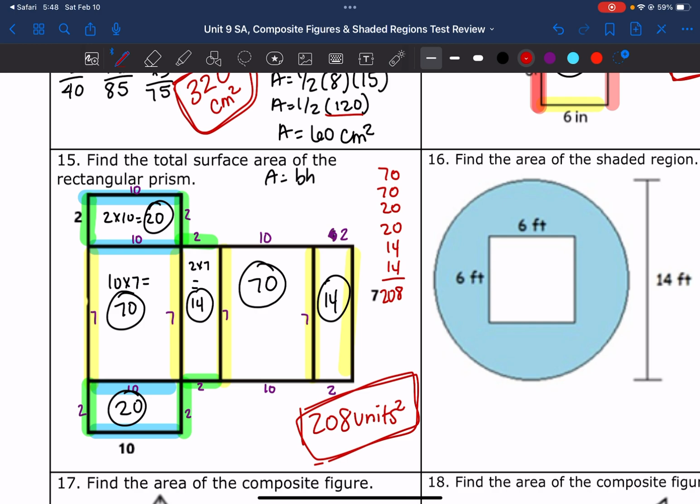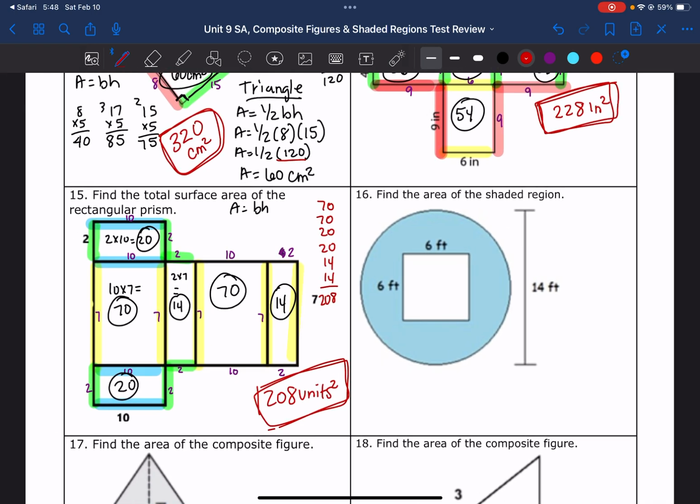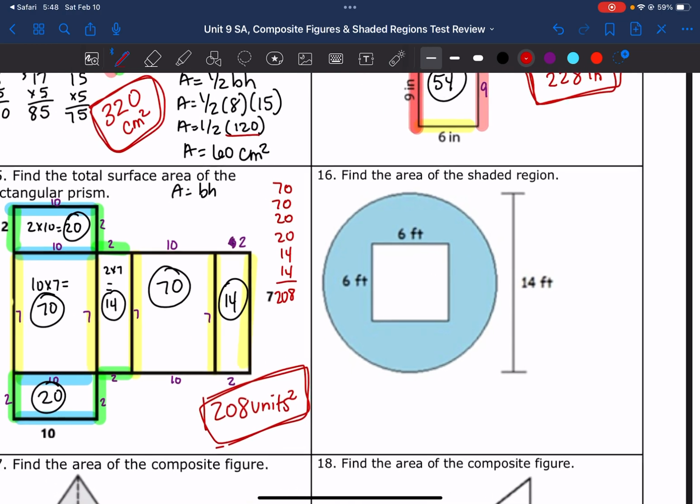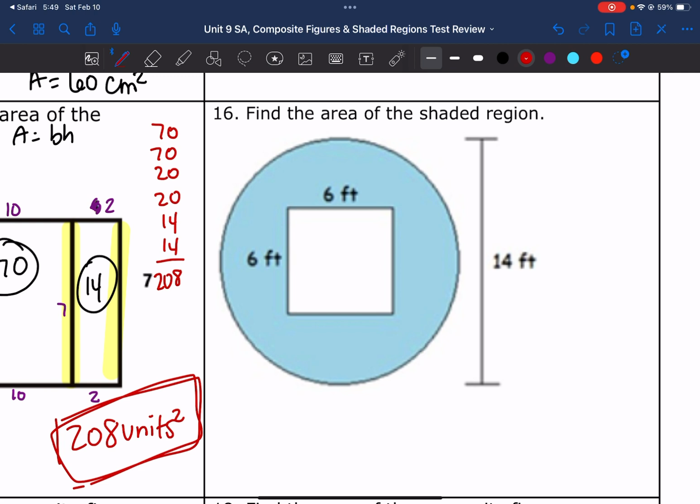Okay, let's move forward. All right, we're out of the prisms and pyramids for right now. Let's go to number 16, which is a shaded region question, okay? So first of all, let's make sure that we understand that this is a square, so all sides are going to be 6. So what we're going to do is do area equals base times height, okay? That'll be 6 times 6, okay?